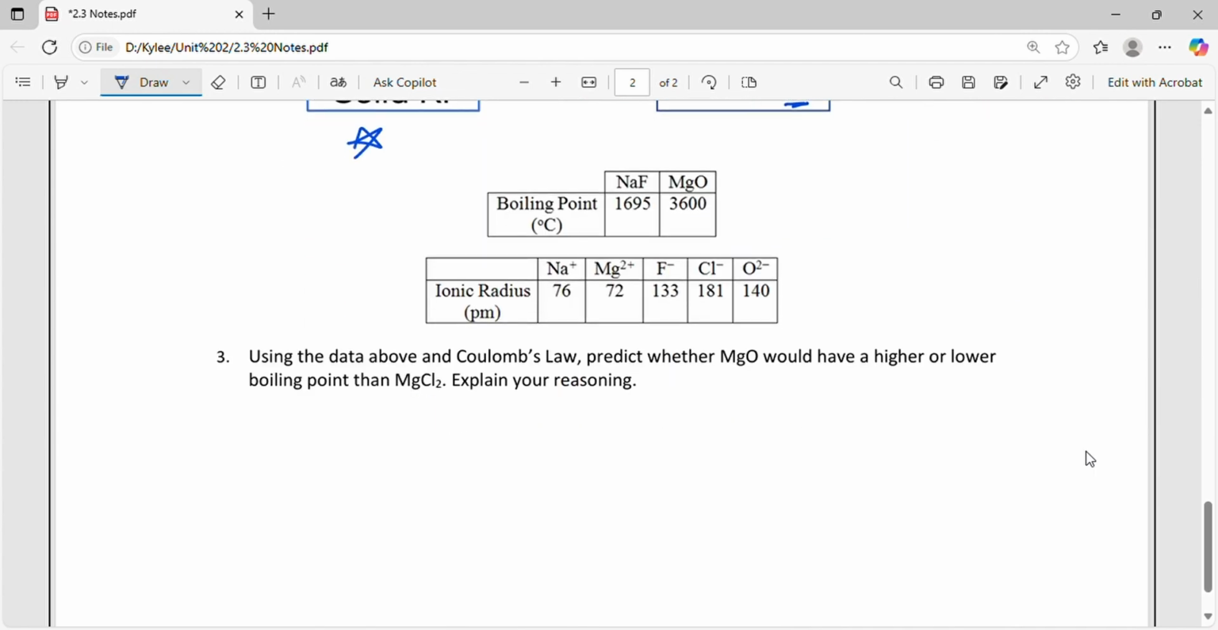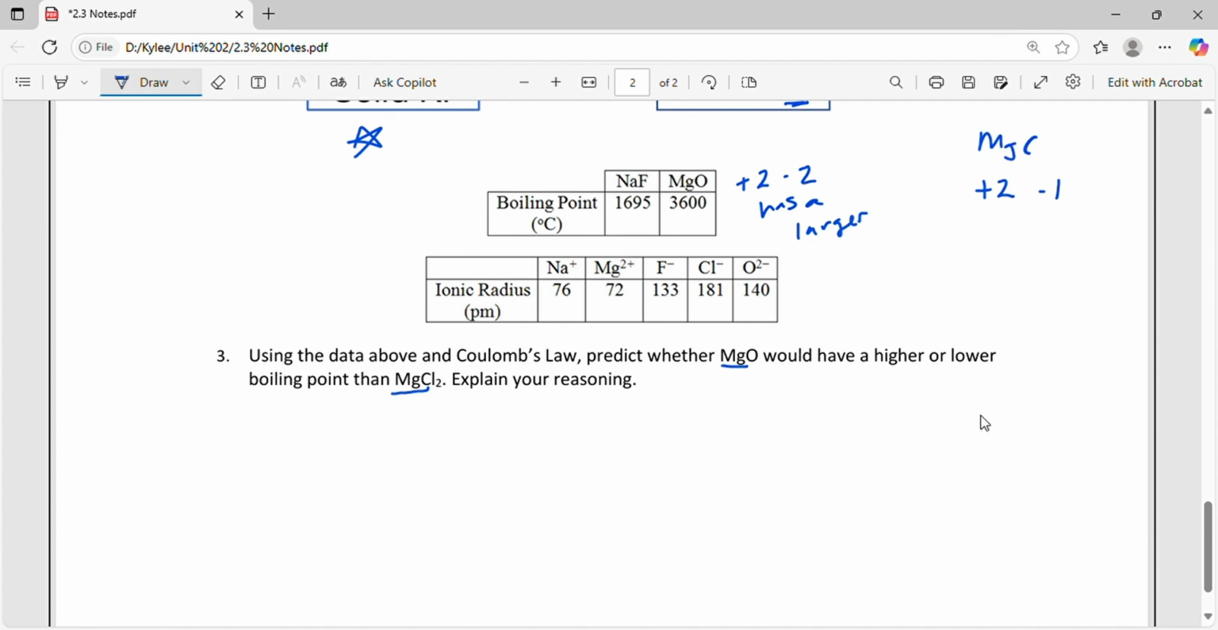Final example here has a comparison of boiling points. So it says using the data above and Coulomb's law, predict whether MgO would have a higher or lower boiling point than MgCl2. So here we have some official numbers. We have NaF at 1695, and then we have MgO at 3600. And remember, MgO is going to be a +2 -2. So that's going to have a larger charge because the one that we're comparing is going to be +2 with -1. So this is for MgCl2.